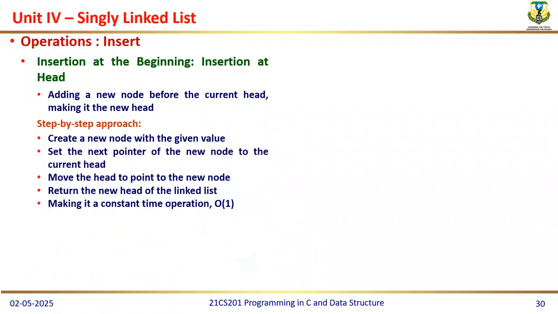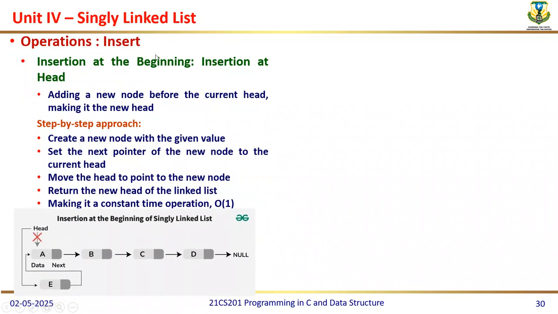And we focus on various operations of the singly linked list. The first operation we consider is insert. As far as insert is concerned, first we insert at the head, that is, adding a new node before the current head and making it the new head. This is very important. What is the process of the insertion operation? Let us consider, for example, initially A is the head and B is another node, C is another node, D is another node, and according to this diagram D is the last node.